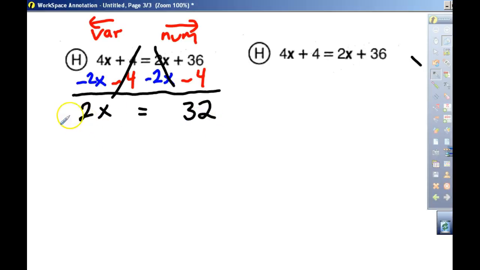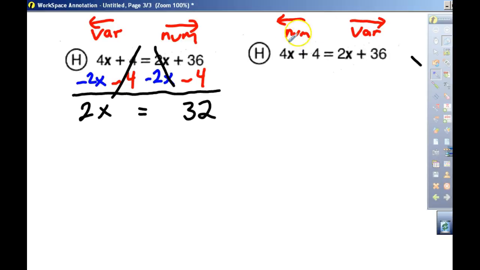Again, the goal is just to get variables on the left, numbers on the right. Or, let me show you another one. What if I want to do the other one? Let's say I want the numbers on the left and the variables on the right. You only have to do it one way, but I want to show you that you get the same answer regardless.